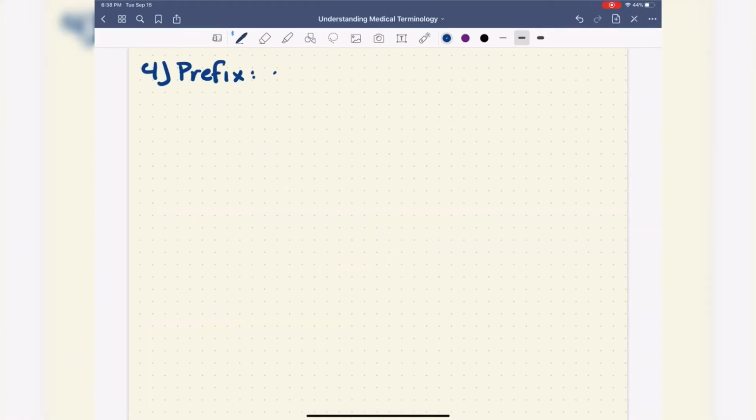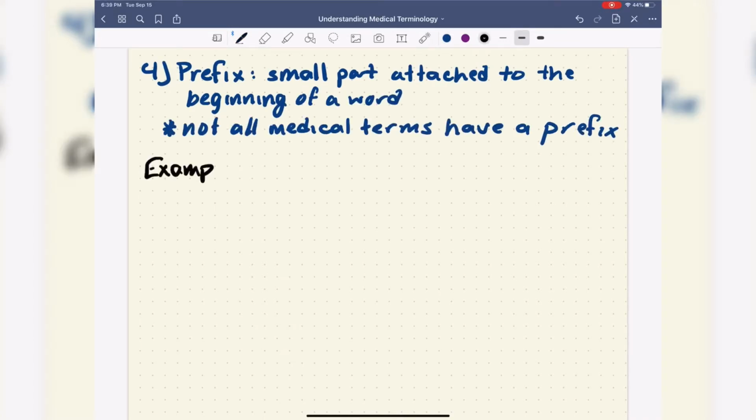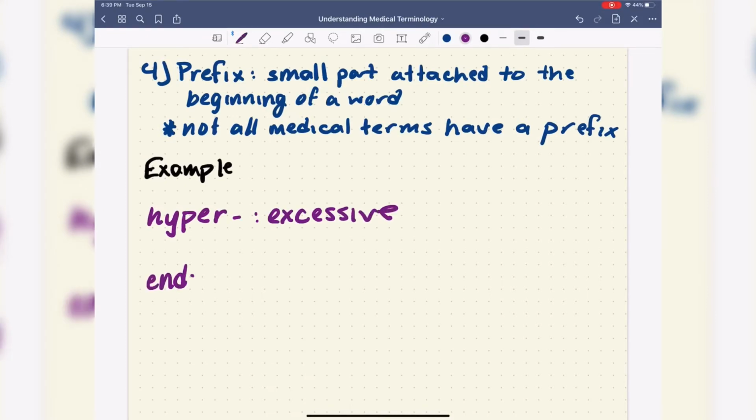And lastly, we have a prefix, which is a small part attached to the beginning of a word. A little side note is that not all medical terminologies have a prefix. Some examples of prefixes are hyper-. Notice that there's a hyphen at the end, which means excessive; endo-, which means within; and retro-, which means behind.